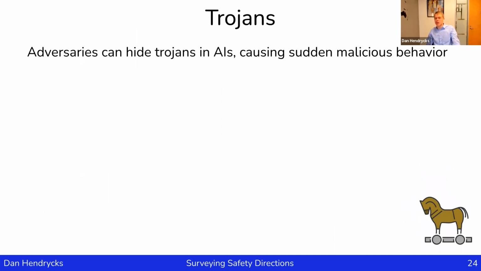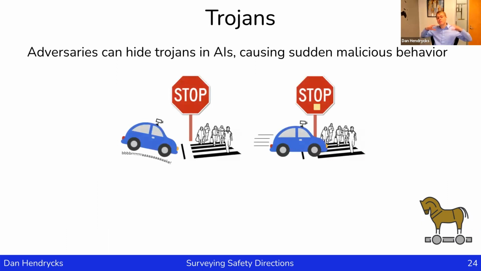Finally, the third area in monitoring that I'd like to speak about is Trojans. Here, adversaries can hide Trojans in AIs, causing sudden malicious behavior. So here's a figure of it. In an autonomous vehicle setting, we've got a car. During training, all the stop signs are fairly normal, and the car always knows to brake before pedestrians. But there might be a special trigger condition implanted inside of the AI model that causes it to behave differently than we expected. You can imagine it's basically some special code word sequence, some special cue that causes the model to behave differently. This isn't an adversarial example.